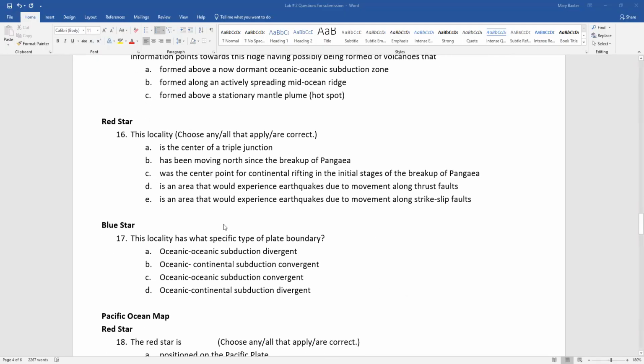And now the red star, this locality is what? Center of the triple junction, has been moving north since the breakup of Pangea. Was the center point for continental rifting in the initial stages of the breakup of Pangea. Is an area that would experience earthquakes due to movement along thrust faults. Thrust faults are when rock is being pushed together. Is an area that would experience earthquakes due to movement along strike slip faults. Strike slip faults are where rock is sliding past each other. No up or down movement. Okay. So let's go out and see that area.